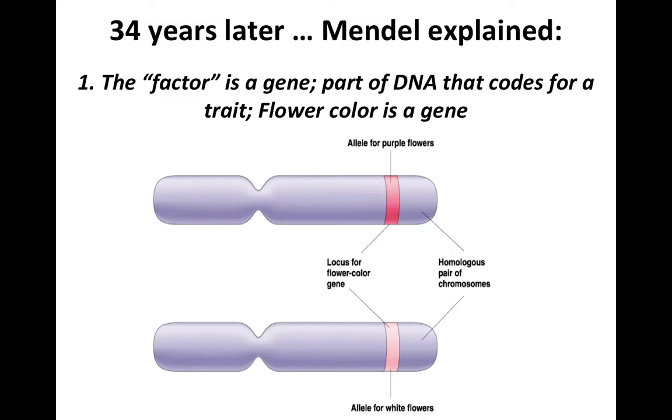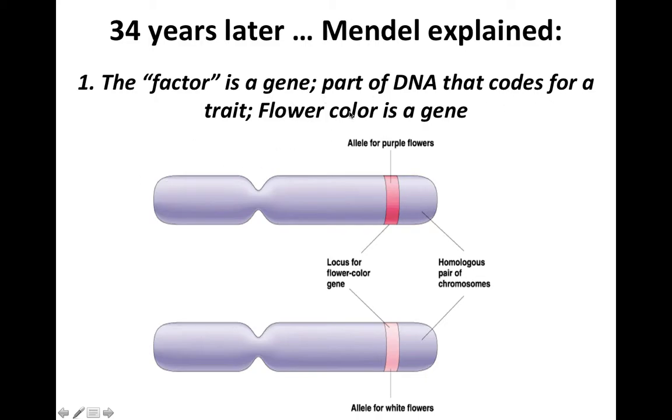So let's fill in the rest of our notes. Mendel's factors, explained over time. The factor that he was talking about is a gene. You learned about genes back in protein synthesis. A gene is a part of DNA that codes for a trait. So a factor is a gene, and it's a part of DNA that codes for a trait.